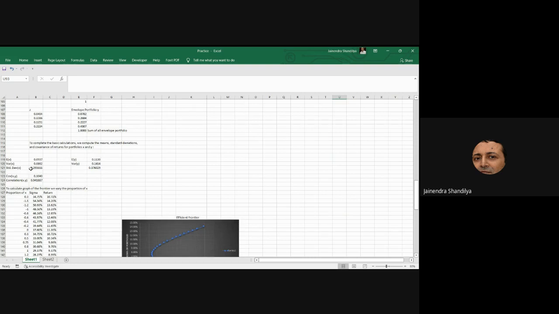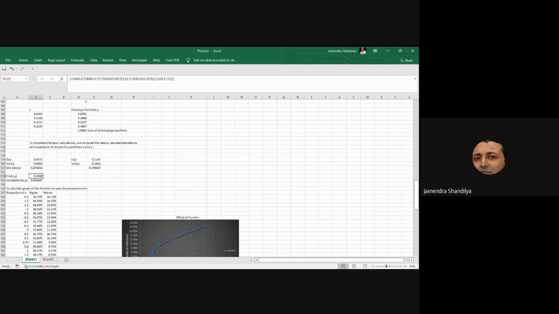As you can see, the return of X is 9.37%. Return of Y is 11.3%, and then the variance of X is 8.62%, and variance of Y is 14.14, and then the standard deviation is just the square root, so nothing to worry.